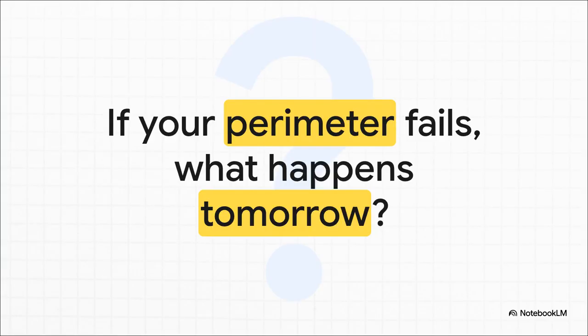Which leaves us with this one massive question to think about. In this architecture, literally every single step is verified, encrypted, and logged. We don't rely on walls anymore. We rely on constant cryptographic proof. So look at your own systems and ask yourself, if your perimeter fails today, what happens tomorrow? Does the attacker get the keys to the kingdom, or do they hit a brick wall at the very next microservice?